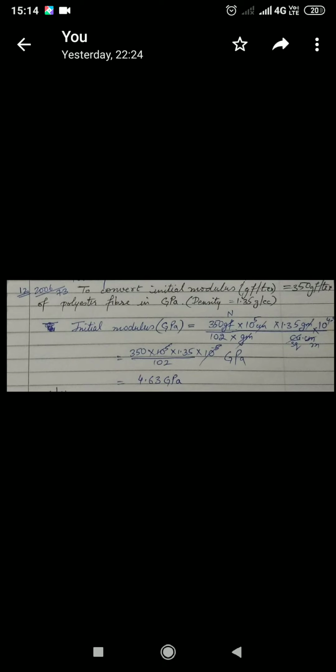We are using the density into tenacity and converting into the initial modulus in GPa, where G is giga, that means 10 to the power 9, and Pascal is in terms of Newton per meter square, and the solution here is done, and the answer is 4.63 gigapascal. So you may practice some more questions regarding this, where it is a very important topic for GATE preparation also.